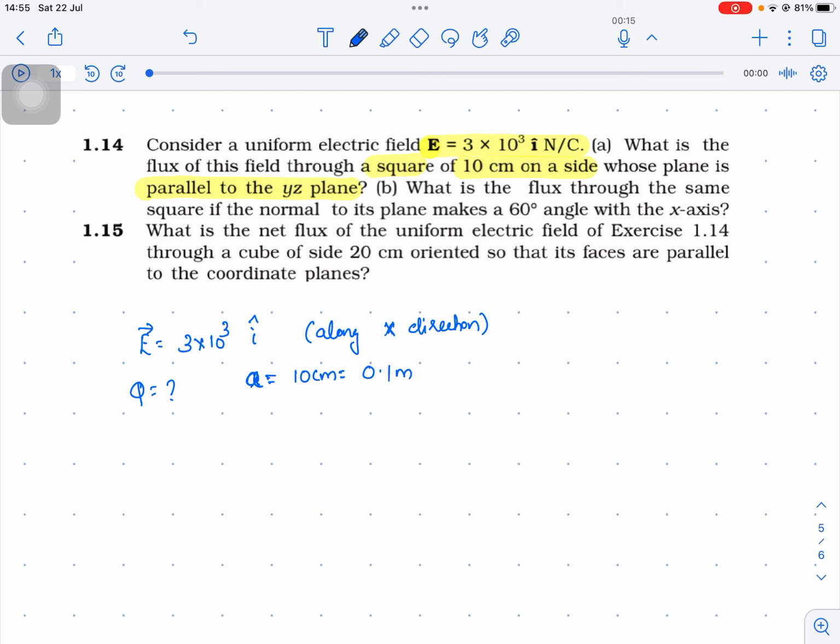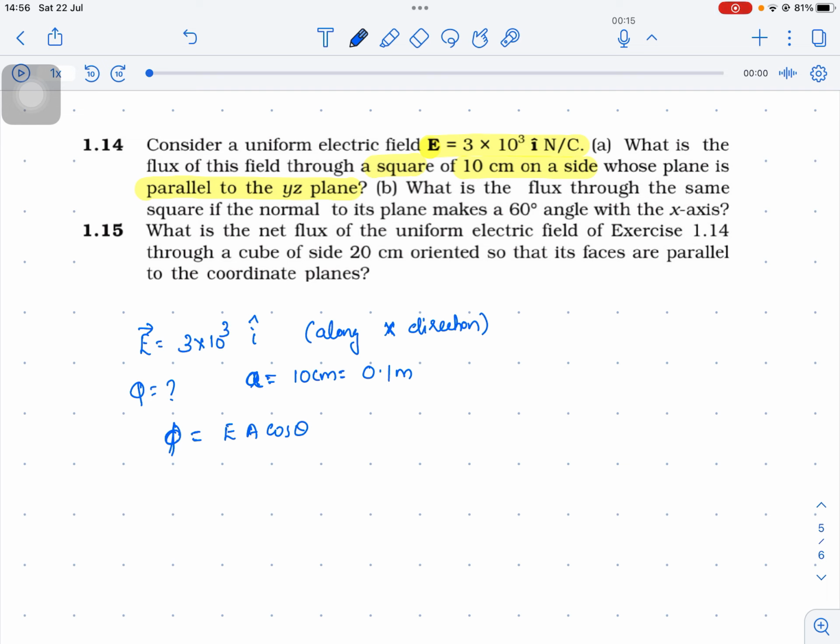Now we have to find flux, and the equation to find flux, if you are provided with the electric field and area, is E A cos theta: magnitude of electric field into area into cos theta. Electric flux is actually a scalar quantity, so there is no need to explain the direction of electric flux. So we can find this flux by using the relation E A cos theta.